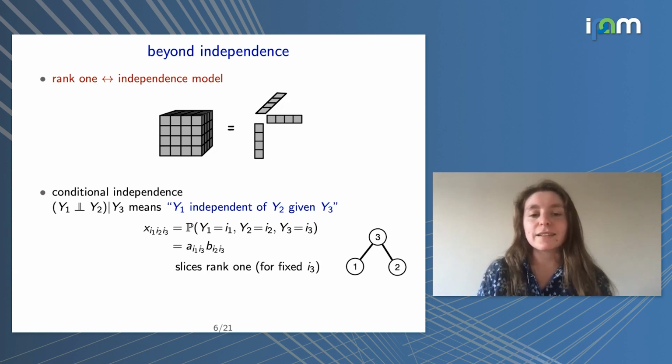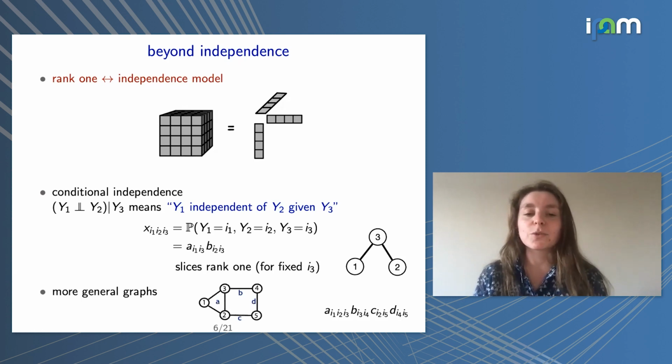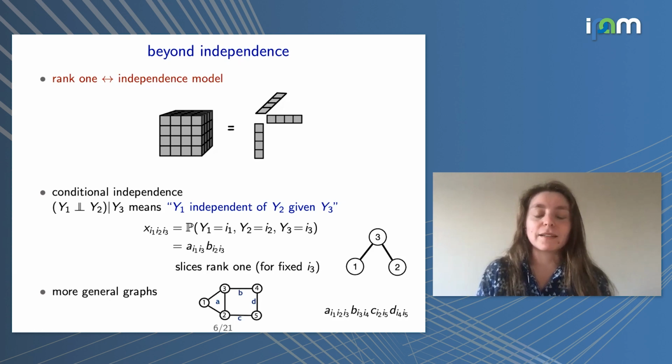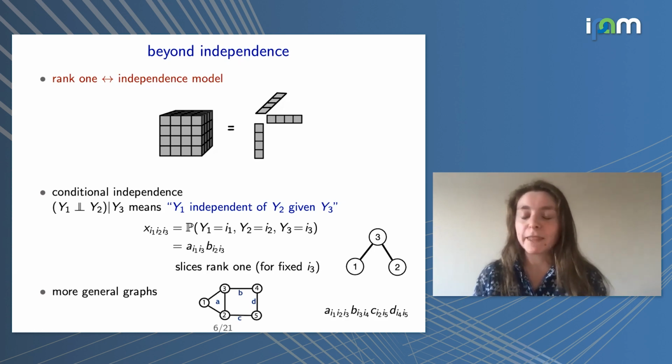Okay, so this can be extended to more general graphs as well. So we can consider this graph here where we have 5 random variables. And now we want to consider the probability tensors that represent random variables that factor according to this graph. And how this works is we go through the cliques of the graph.